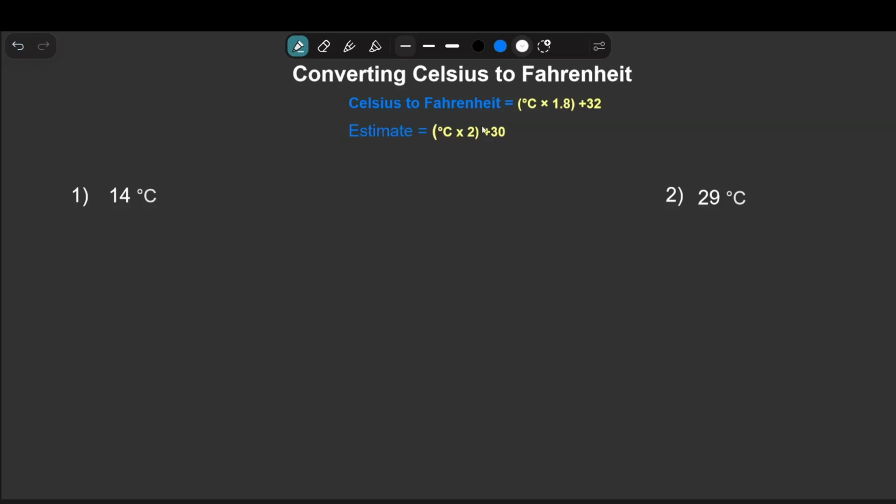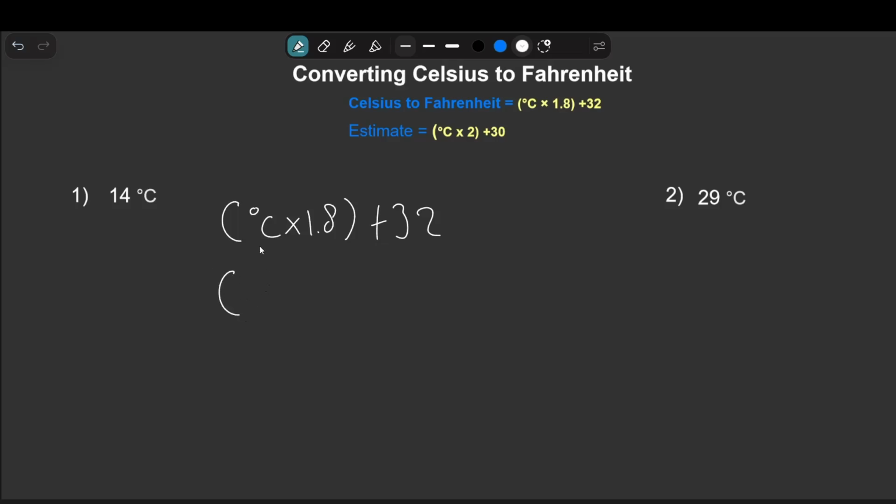So, the first formula is Celsius times 1.8 plus 32. Oh, I did it very wrong. Wait. So, like this, plus 32. Okay, so this is our formula we're going to use. And now we're going to fill in the formula.